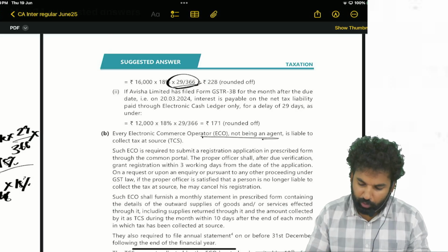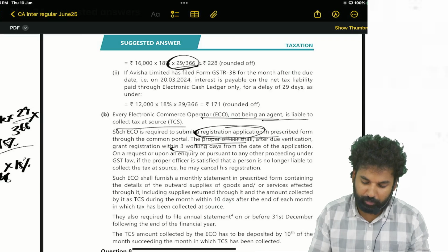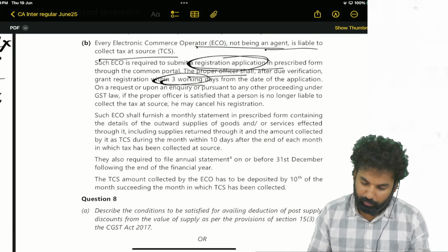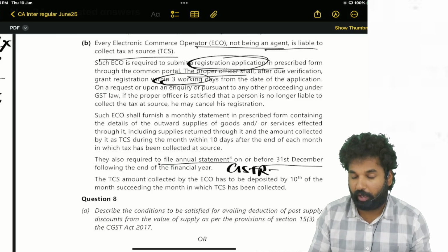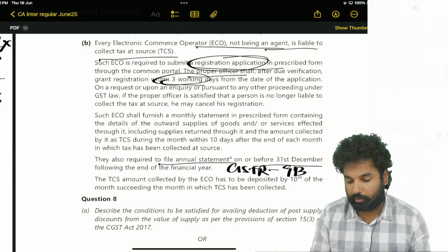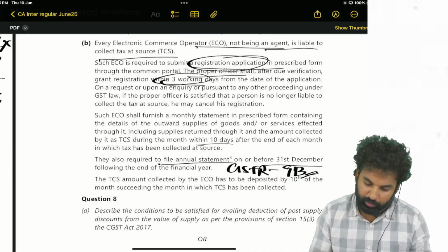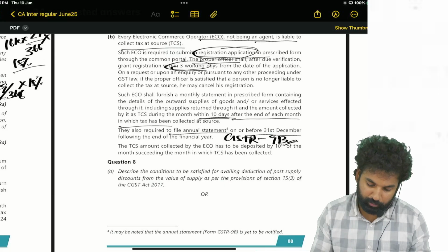Every ECO, not being an agent, is liable to collect TCS. So a registration application has to be given. The proper officer will be granting the registration application within 3 working days. By 31st December, they have to file the annual return. What is the form? GSTR 9B. Within 10 days after the end of each month, TCS has to be deposited.